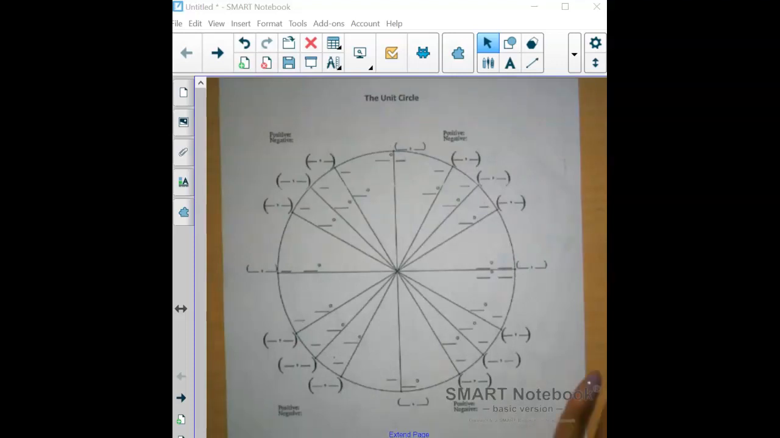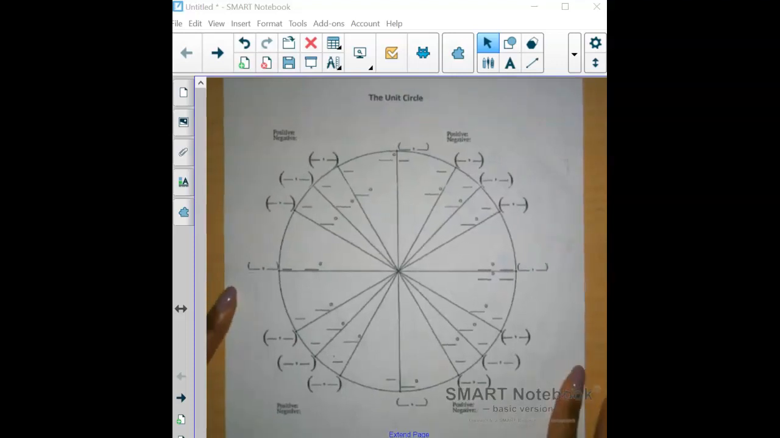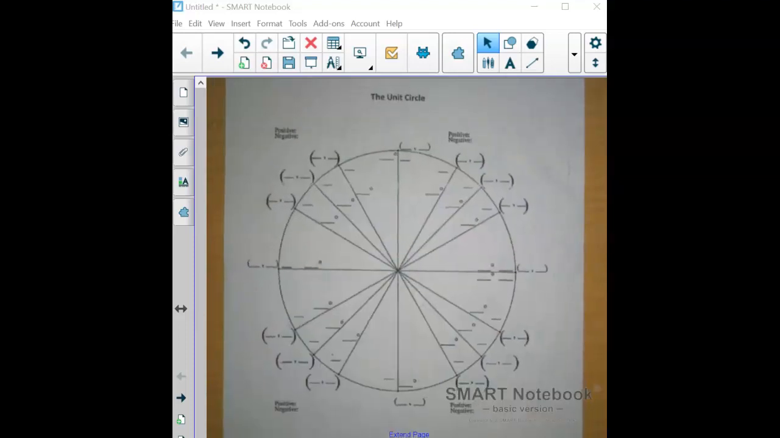And I want you to actually try to fill in as much as you can from memory on this unit circle. So fill in as much as you can right now. Pause the video and fill in as much as you can from memory without flipping. If you get frustrated and need to flip, I understand it. But do not recopy it. Try to see what you can do from memory. Go ahead and pause the video right now.